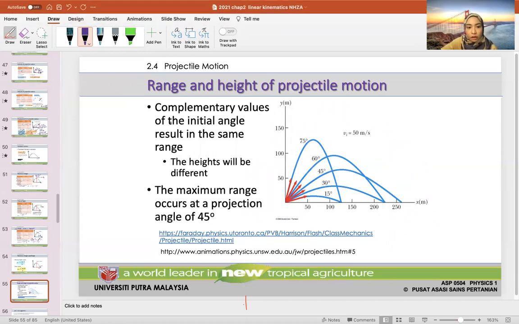So here it's saying complementary values of the initial angle result in the same range. What does complementary value mean? Complementary means that when you add them together, x1 plus x2, you get 90 degrees. So for example, 15 degrees plus with, is it 75? 75 will get you 90, right? So a projectile motion with 15 degrees will have the same range as a projectile motion at 75 degrees. For example, sorry, terlebih pula. This is 15.